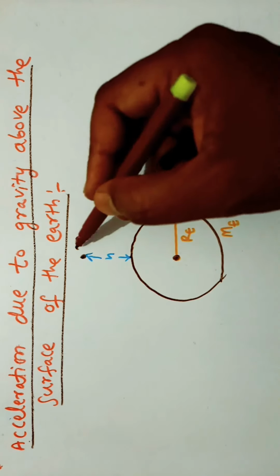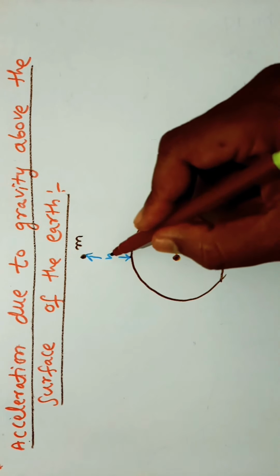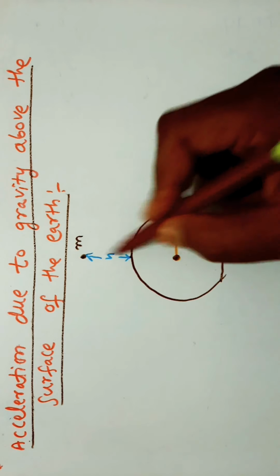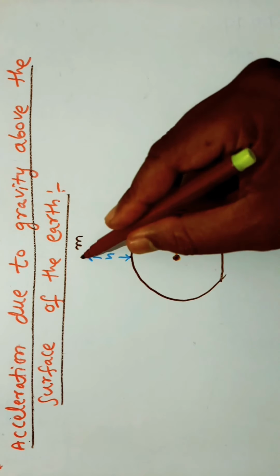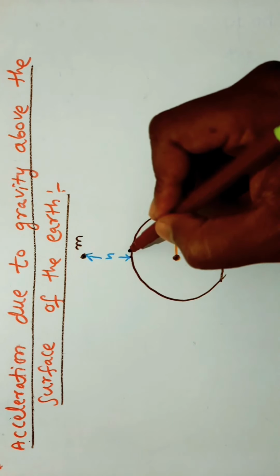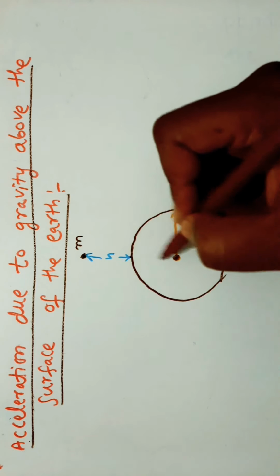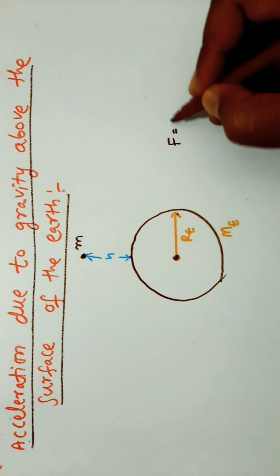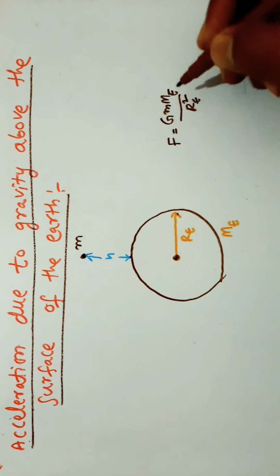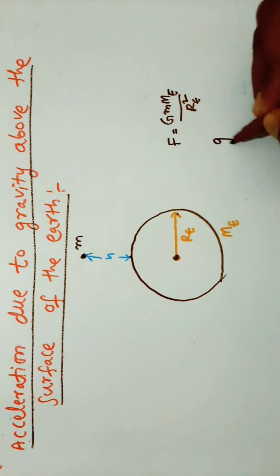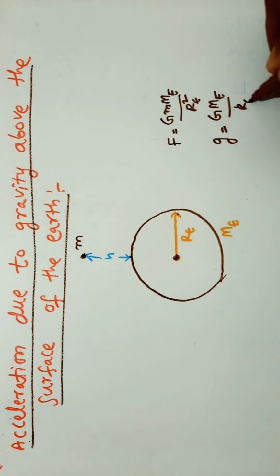So the distance between two masses is how much? Here it is Re plus h. So if the point mass is on the surface, we learned the force of attraction between two masses is F is equal to G M Me by Re square, and acceleration due to gravity g is equal to G Me by Re square.